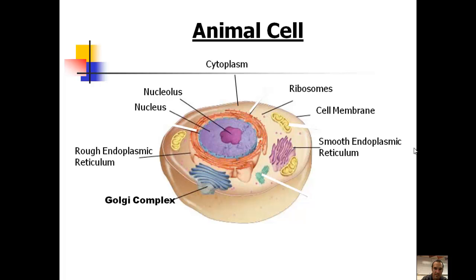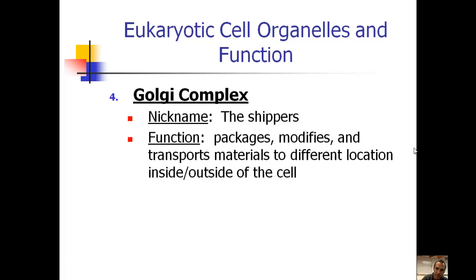Okay, so now we're going to look at the Golgi. You could call it the Golgi complex, Golgi apparatus, Golgi bodies. They're basically like the FedEx of the cell. They package, modify, and transport materials to send to different locations inside and outside of the cell. If you're looking at a diagram of the cell, they're the ones that would kind of look like a stack of pancakes.